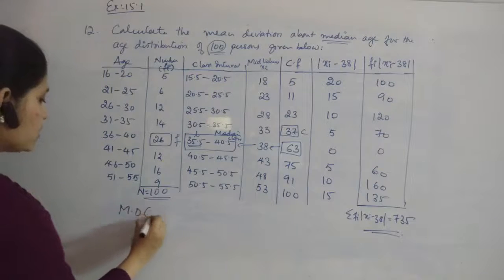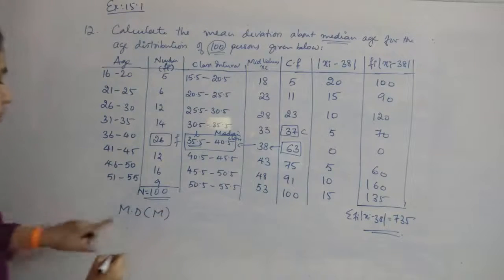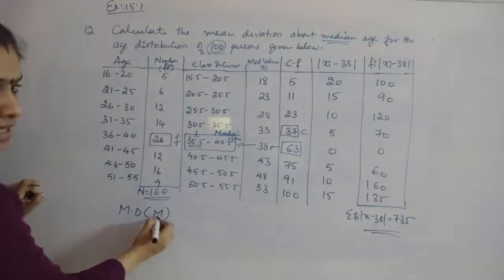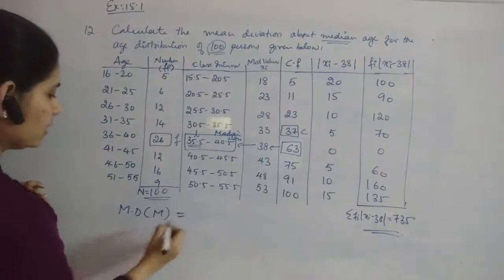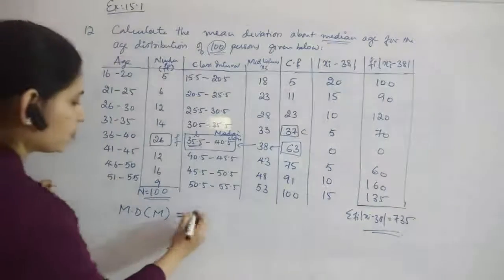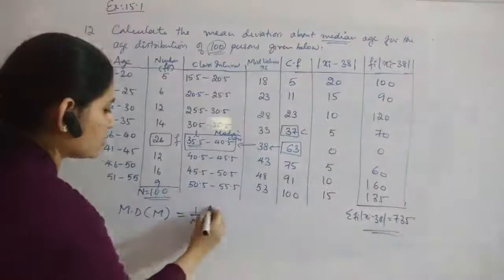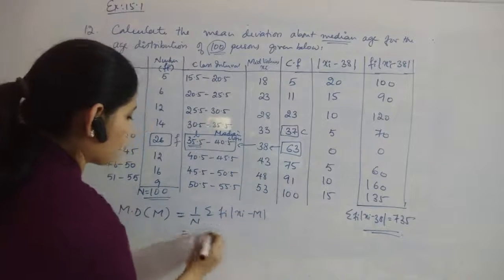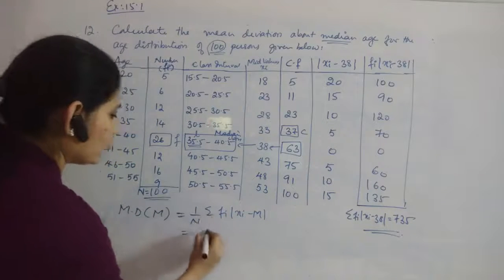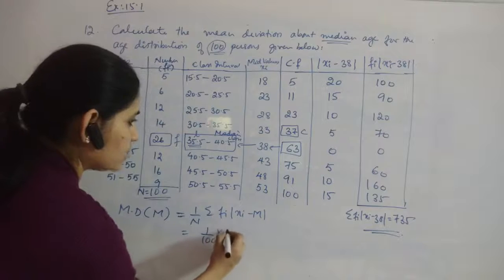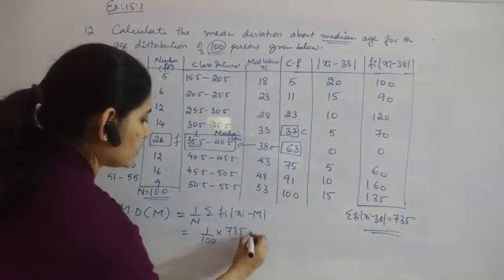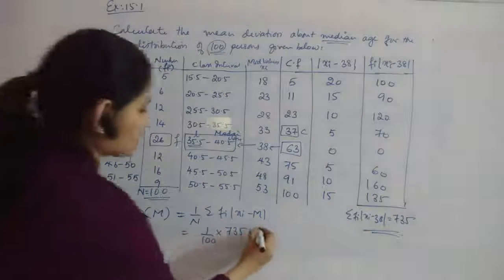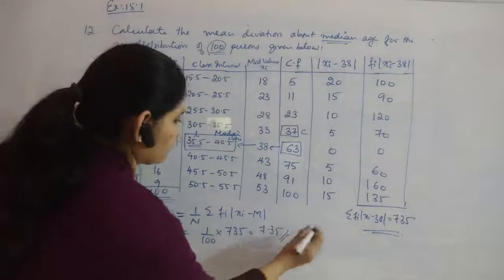The mean deviation about the mean is represented with x bar, and this one is about the median. About the median, what will you get? It is 1 by n into sigma fi into mod of xi minus M. n is 100, so 1 by 100 into 735 gives our answer, 7.35.